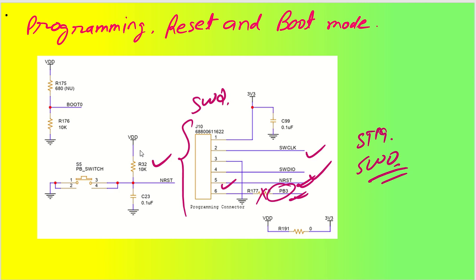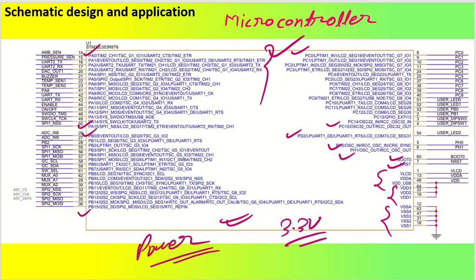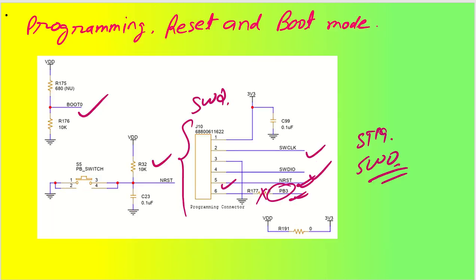Now there is the boot signal. For the bootloader, I have put here Boot 0. Boot 0 is connected at this point. You can see Boot 0 is connected through a 10 kilo ohm pull-down resistor, and if you want, you can have a choice of having a pull-up resistor also, with 680 ohm upward.